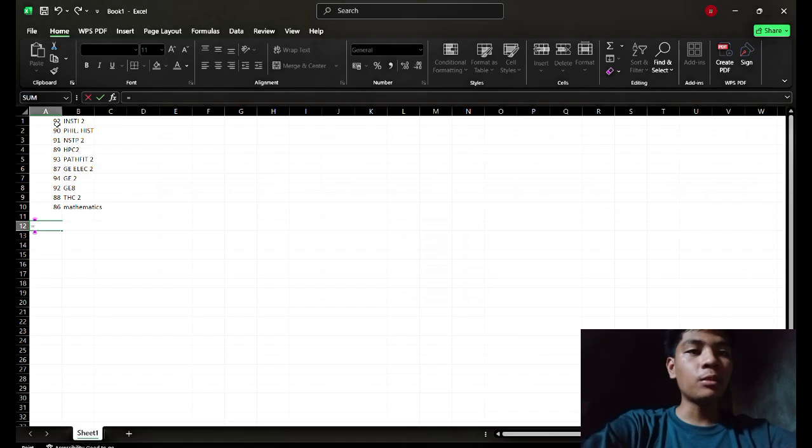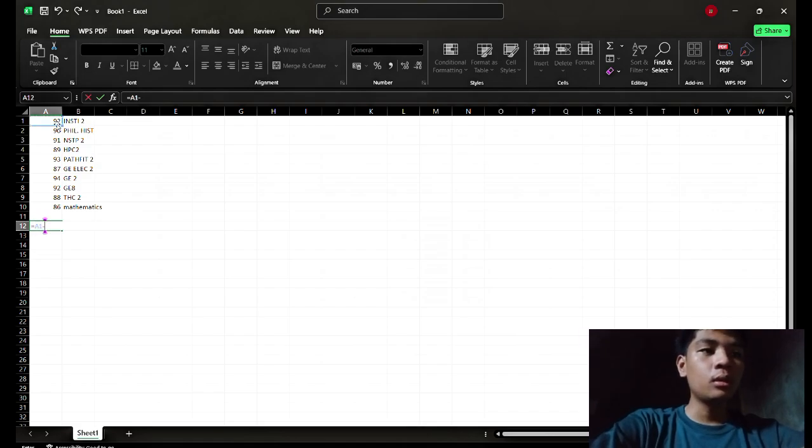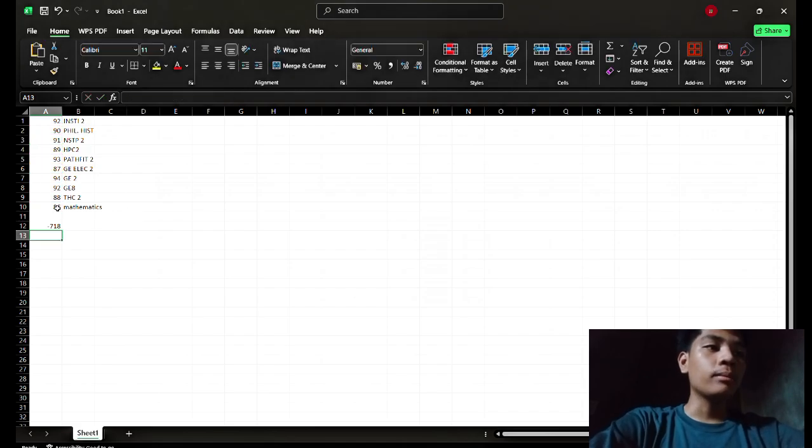Next, to do a subtraction formula, in an empty cell, just type equal sign A1 minus A2 minus A3 minus A4 minus A5 minus A6 minus A7 minus A8 minus A9 minus A10, and the total will come out.